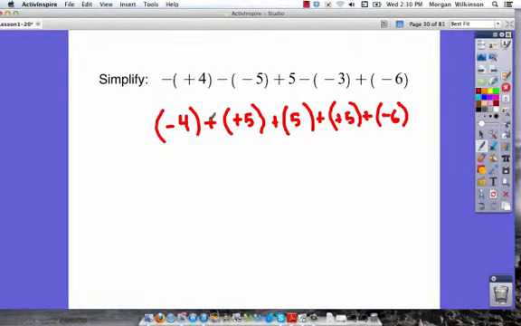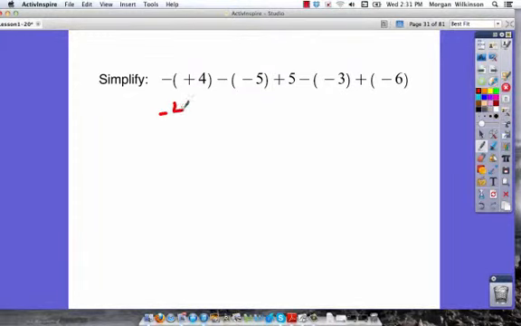All right, now we look at this problem. We've got negative positive 4 minus negative 5 plus 5 minus negative 3 plus negative 6. Let's do the same thing. If we do the same thing on this problem, we're going to get negative 4. Double negative gives us a positive because the opposite of a negative is a positive. So plus 5 plus 5. And then we've got the opposite of a negative, double negative, that gives us a positive, plus 3 plus negative 6. Let's go ahead and solve.